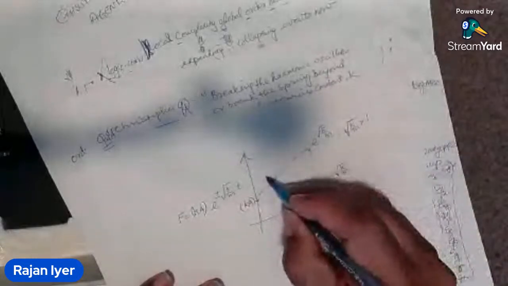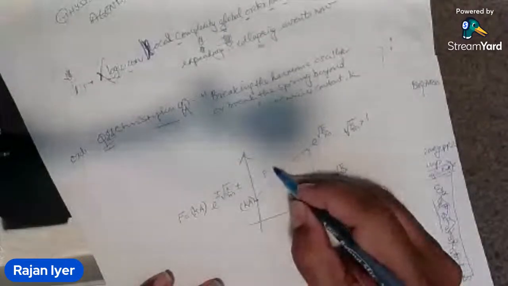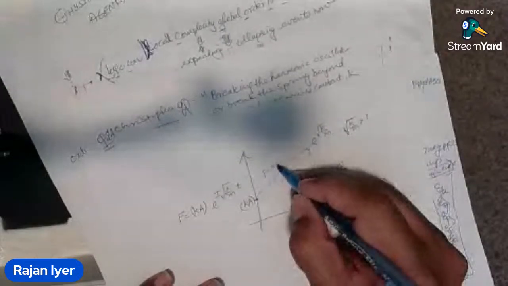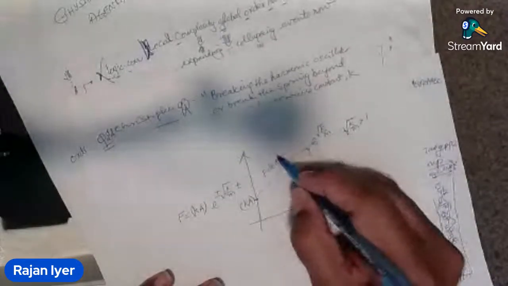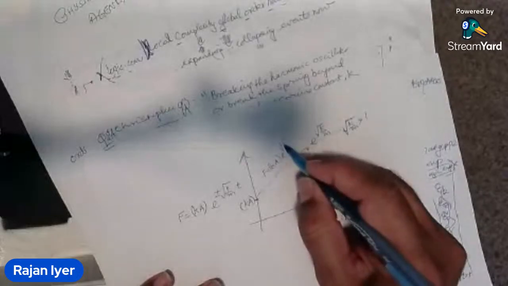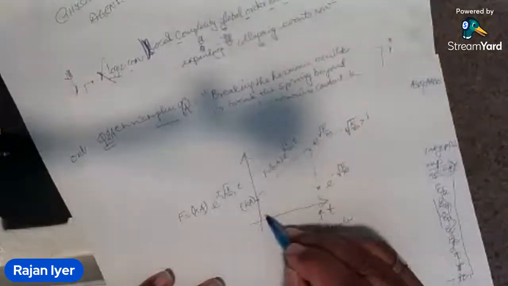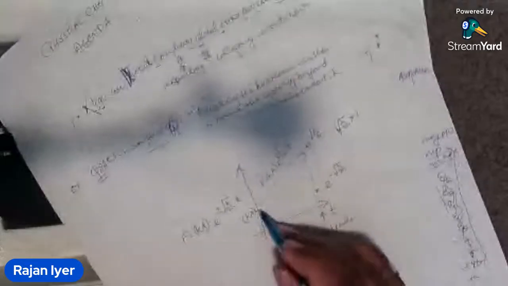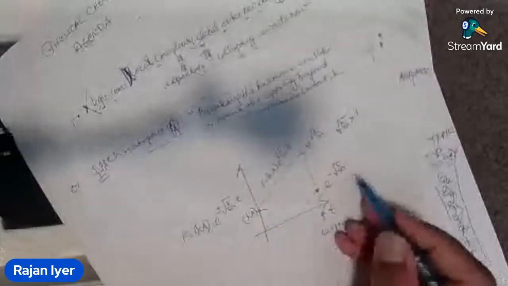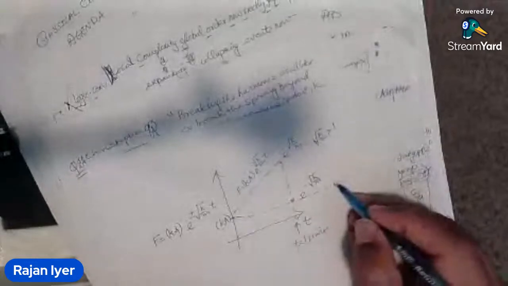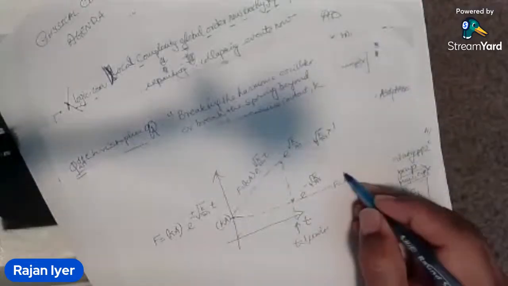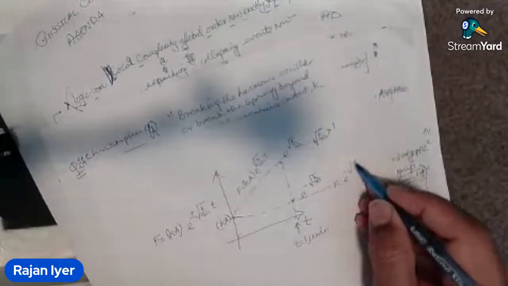So this one is going exponentially like that. So this is f equals Ka times e to the power square root of k over m t. And then we have another one here, probably like this, right? Coming here. This is f equals e power minus square root of k over m times t.